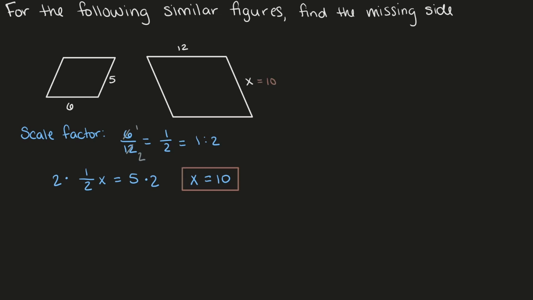Now let's see if we get the same answer if we set up some proportions and cross multiply. So again, we want to make sure that we're following our corresponding sides. Our two fractions will be 6 over 12 is equal to 5 over x. We'll cross multiply, so 6 times x will equal 5 times 12, or 6x equals 60. If we divide both sides by 6, we get x equals 10, which is exactly what we just proved with our scale factor, so we know that we have the same answer, and our missing side is 10.